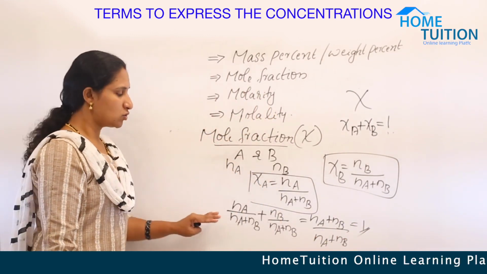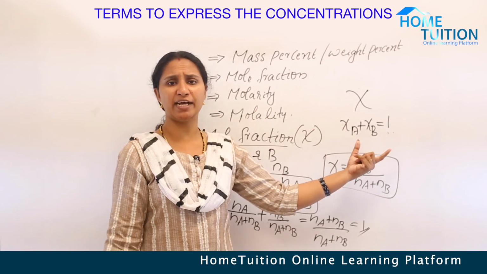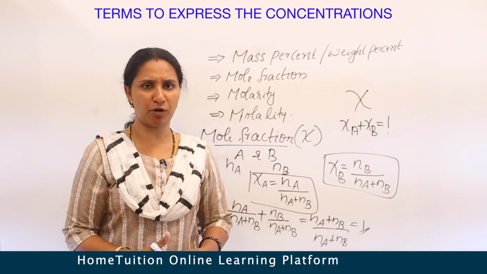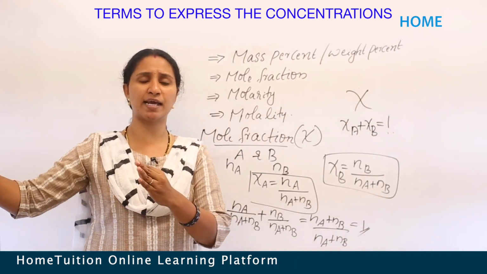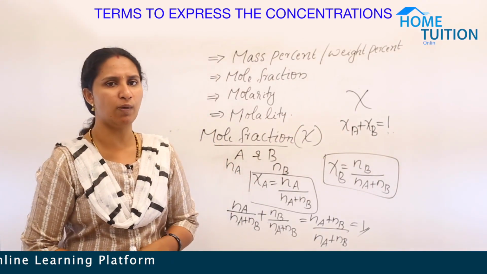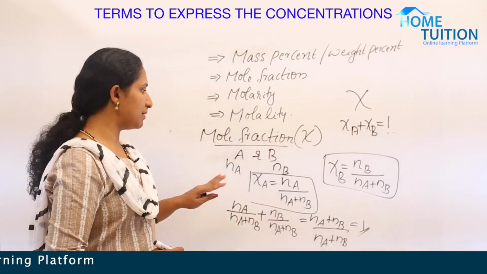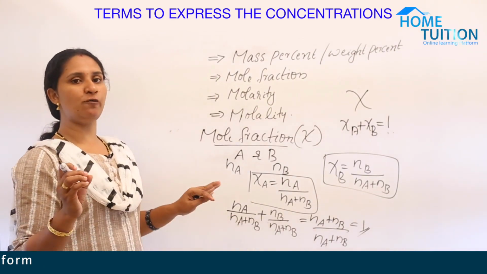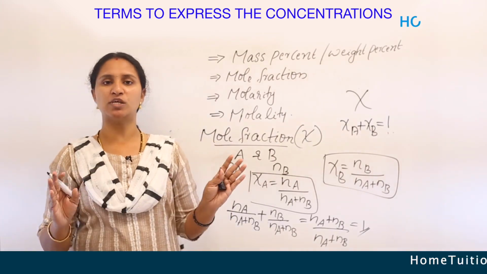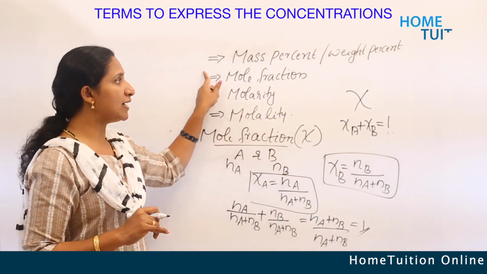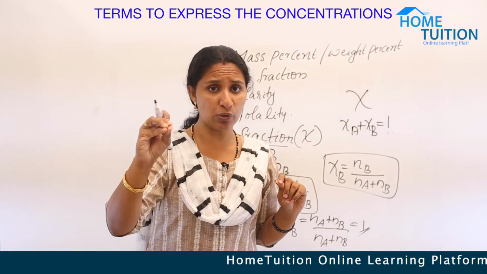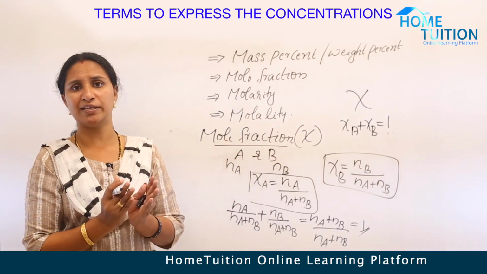Is it clear? So we can say the sum of mole fractions of all components is equal to 1. Suppose it contains 10 components, then chi 1, chi 2, chi 3, up to chi 10, and the sum of all these mole fractions is equal to 1. Okay, that's about mole fraction. Once more, the mole fraction is the ratio between the number of moles of a particular component to the total number of moles. Then what is mass percent or weight percent? Mass percentage means mass of solute to the total mass of solution into 100.